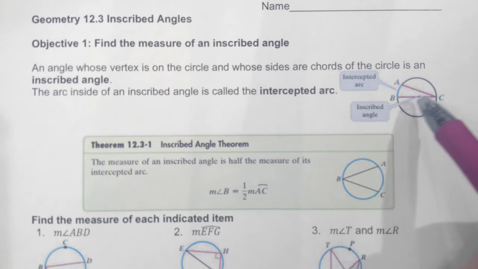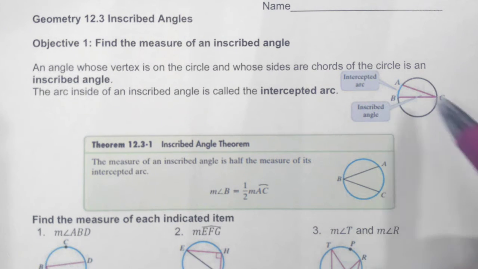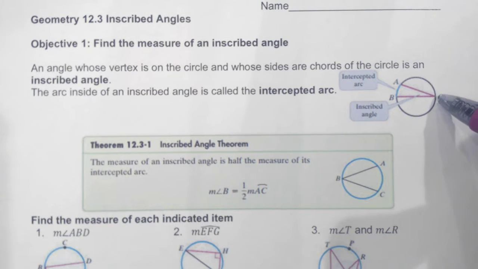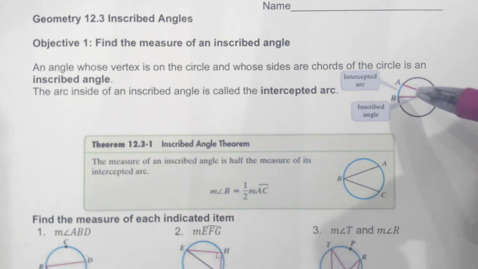So an inscribed angle is an angle inside of a circle where the vertex is on the edge of the circle as well. Remember, a central angle comes from the center. An inscribed angle comes from a point on the circle. So the arc that it crosses, it intersects, that's the intercepted arc right there.